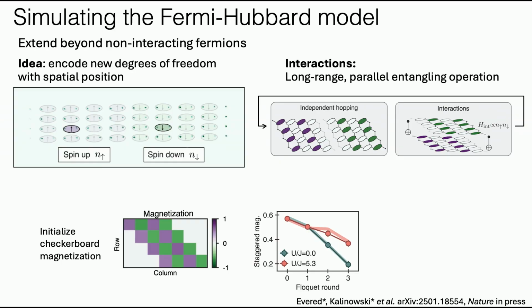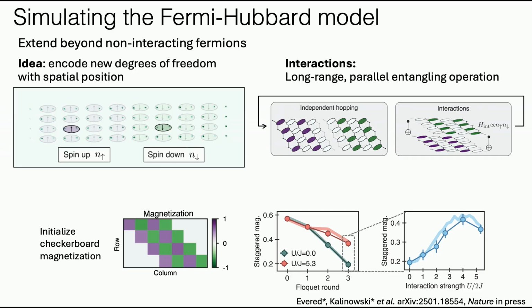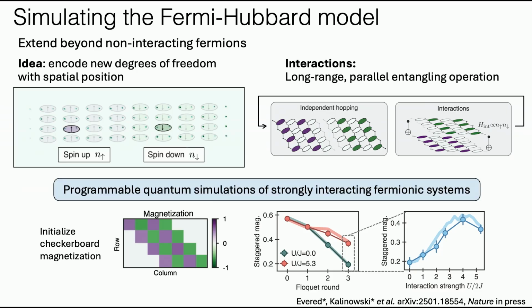So here it's comparing, in green, zero interactions between the two halves, and red is with interactions. And we actually see that with the interactions, you can have a suppressed transport of the spin degree of freedom that we added. We can tune this interaction strength by just changing the strength of the gate that we are applying between the two halves, and study this staggered magnetization as a result. So it's a first step to showing that we can extend these fermionic encodings to have strongly interacting fermionic systems encoded with our qubits.